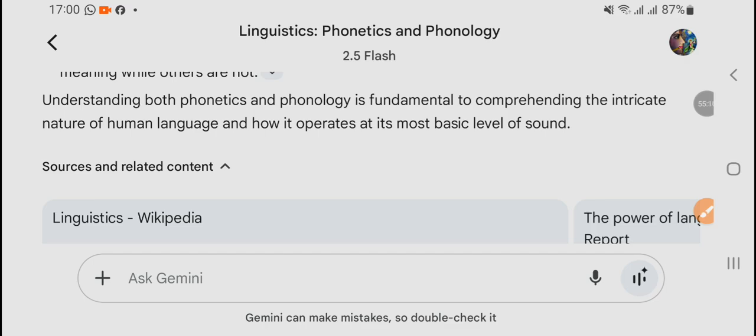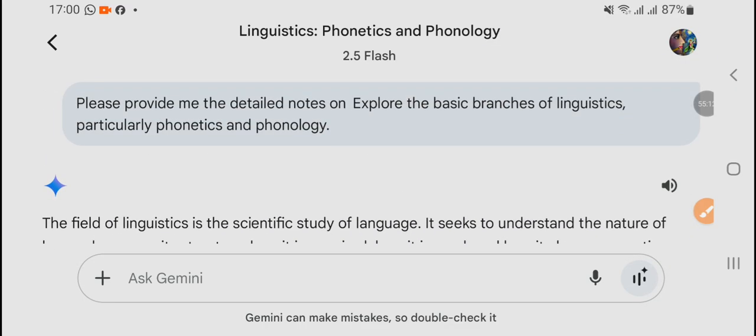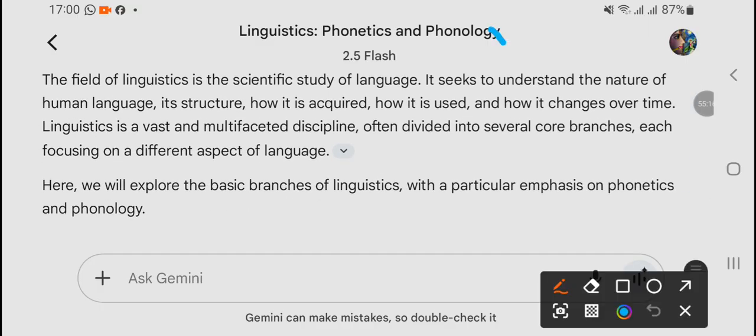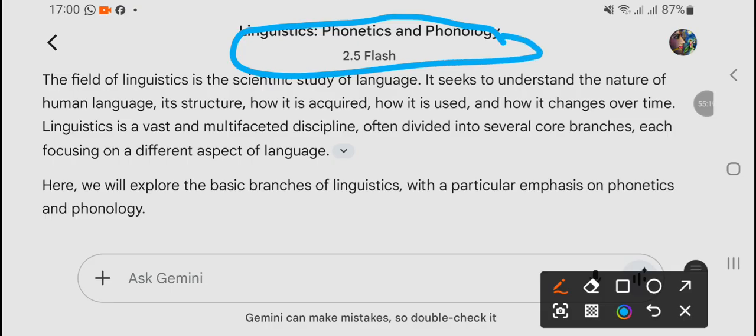So that is something to do with phonetics and phonology. Here we have discussed phonetics and phonology. Phonetics is physical and phonology is mental work.